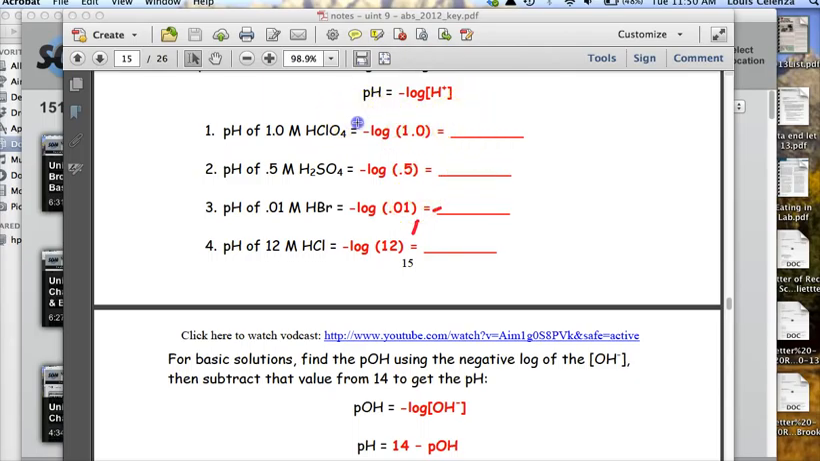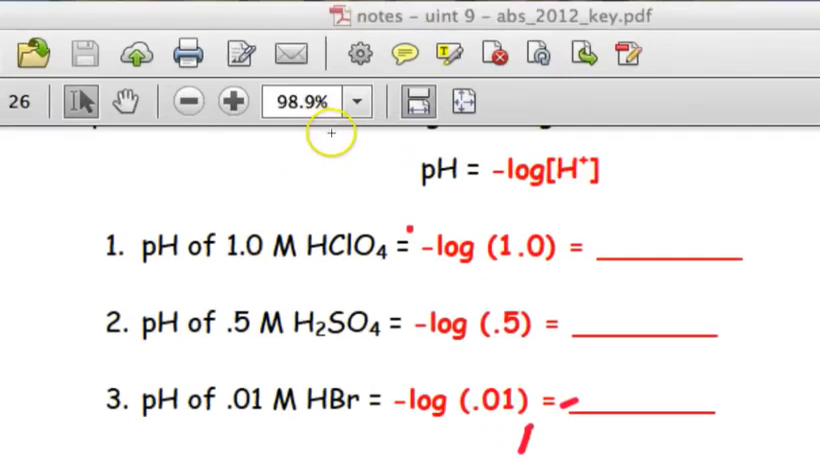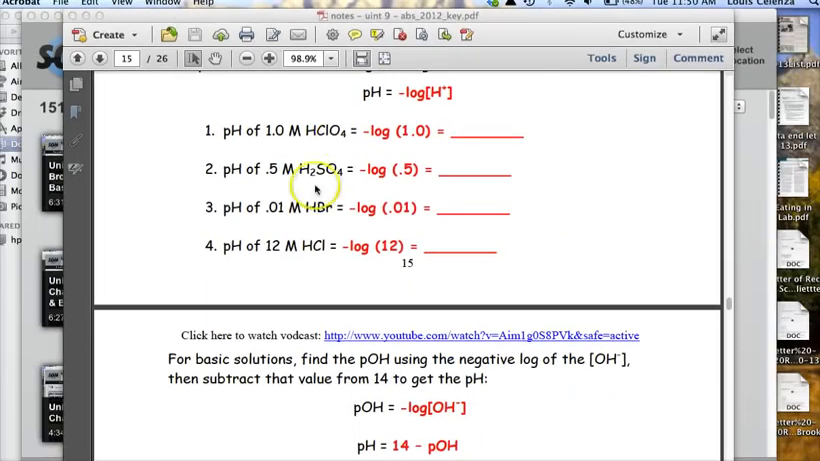A couple of things to make note of. Notice that one of the hints is that if you look at that compound, right away you can tell it's an acid. So you know your pH that you should get when you use the calculator should be less than 7. That's also an acid, also an acid, and also an acid.